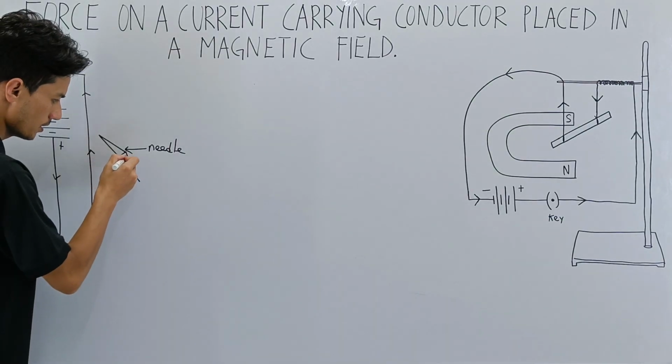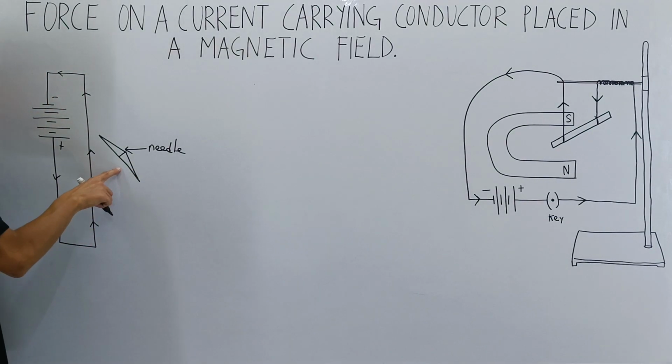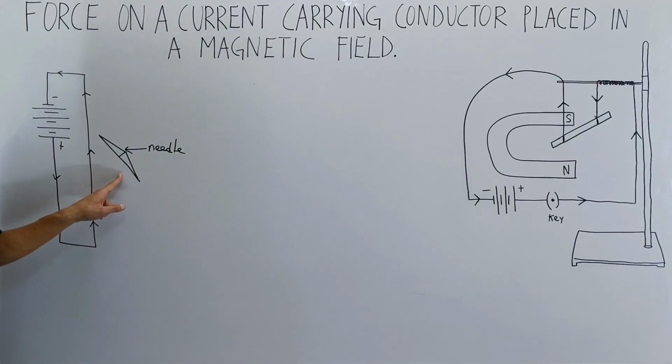This is what he observed. Okay, so what made the needle deflect? Or why did the needle deflect? Now we know the answer. The answer is because the needle experienced a force from the current carrying wire. The current carrying wire exerted a force on the magnetic needle.